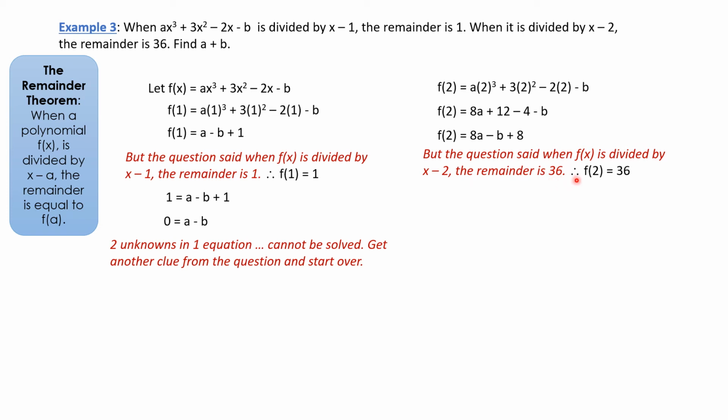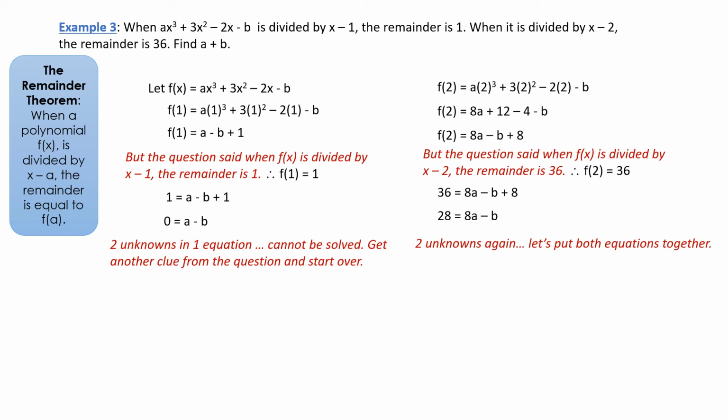So if the remainder is 36, therefore f at 2 is equal to 36. So I take this f at 2 and I put a 36 there. And I'm going to collect my numbers, bring the 8 over. And again, I've got an a and a b. 2 unknowns again. So we're going to put both equations together.